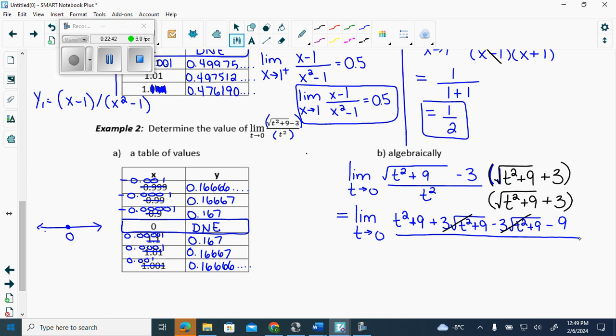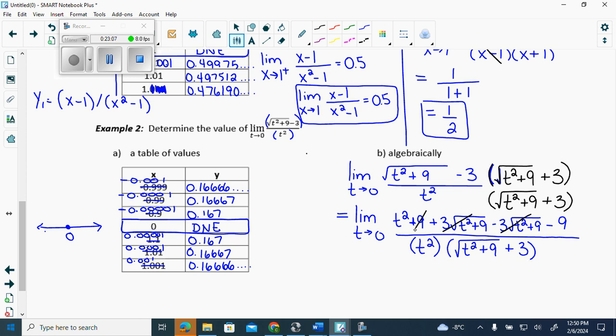All over t squared, we do not distribute. I want this to go away. The t squared is my problem. It needs to get out of my life, right? That is our goal. That is our goal the whole time. What is making us have problems that we can't plug in? And I need to get that to go away. And then I have square root t squared plus 9 plus 3.